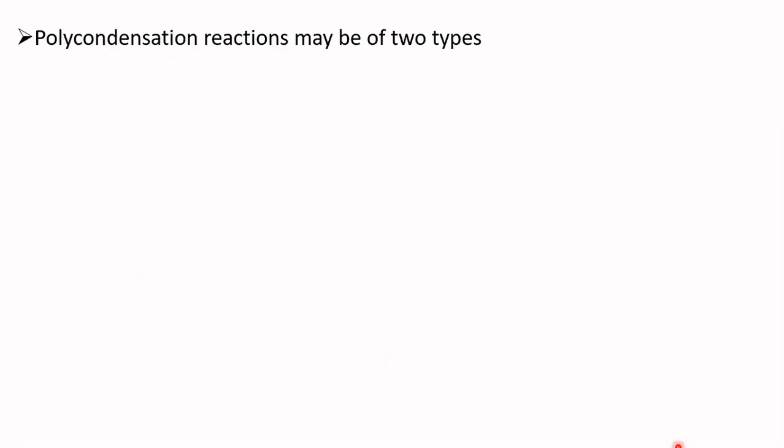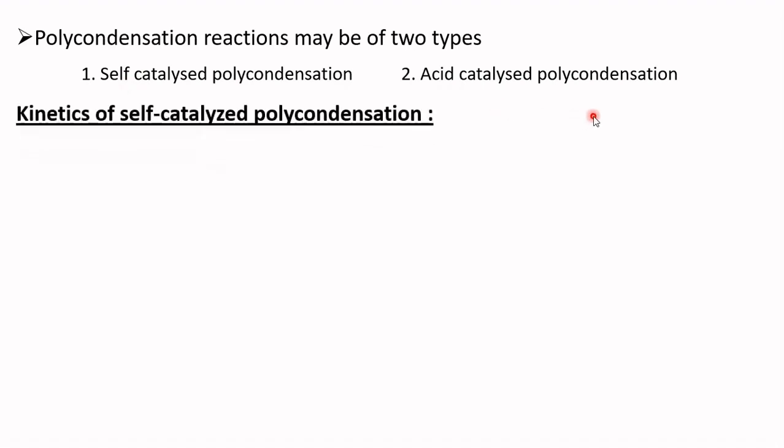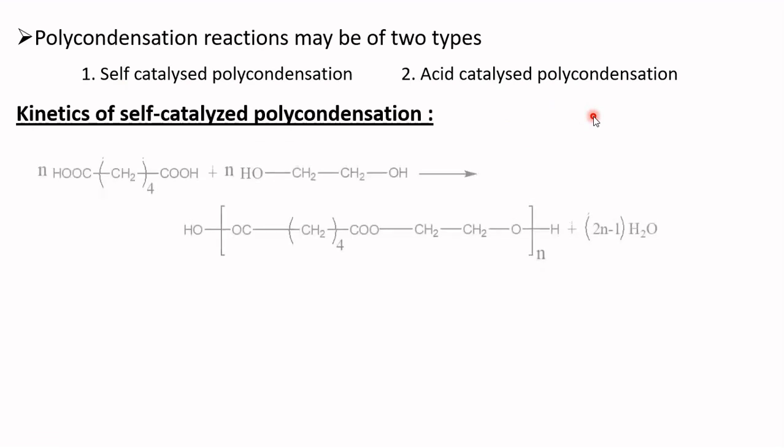The polycondensation reactions may be of two types. The first one is self-catalyzed polycondensation and the second one is acid-catalyzed polycondensation reaction. So now I am going to consider the kinetics of both the self-catalyzed polycondensation and acid-catalyzed polycondensation. Let me consider the first one, kinetics of self-catalyzed polycondensation.